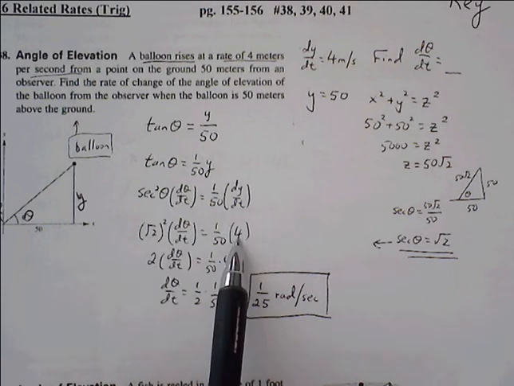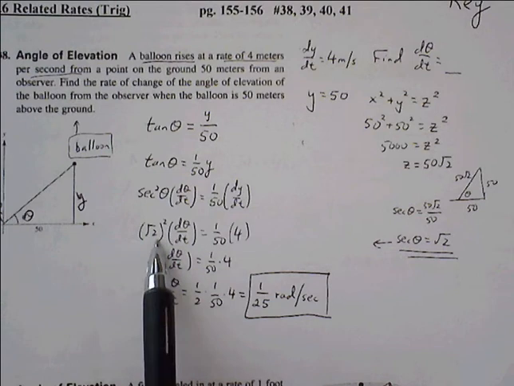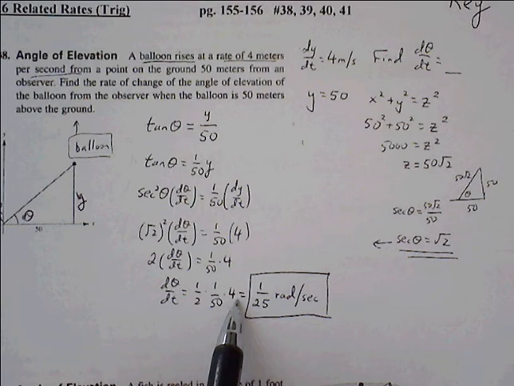dy dt gets replaced with 4. And then we can solve for dy dt. So root 2 squared is 2. Divide both sides by 2. The same thing as 1/2 times 1/50th times 4, which is 1/25th radians per second.